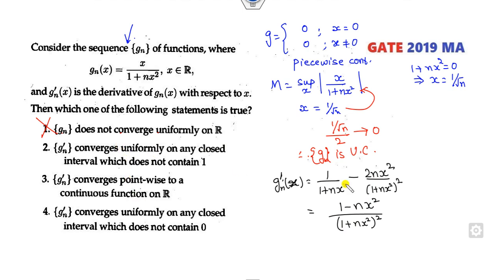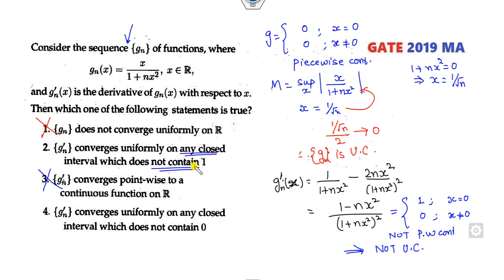Now again you have to check whether it's convergent or not. You have to check the limit. If x is equal to 0, the answer is 1. If x is non-zero, the answer will be 0, because you can divide by n square, and you can see here. So clearly it is not piecewise continuous. If it is not piecewise continuous, it means it is not uniformly convergent. So the option that g dash is piecewise continuous, cancel out. The option that g dash converges uniformly on all the closed intervals that do not contain 1.